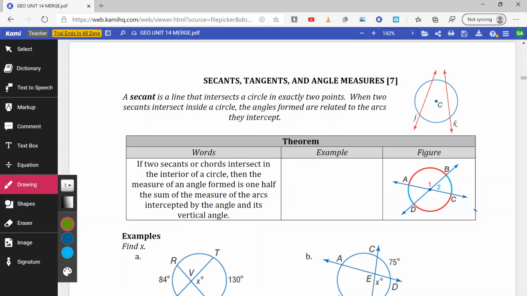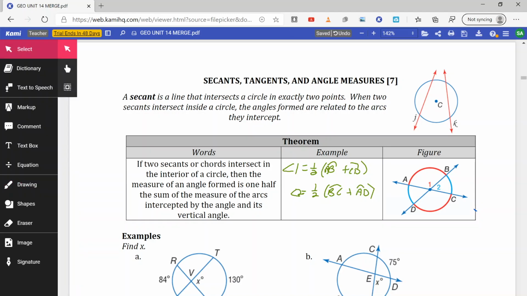Notice in red on the figure to the side, angle 1 is in red, and then arcs AB and CD are in red, and then angle 2 is light blue, so arcs BC and AD are light blue as well. To find the measure of angle 1, it's going to be half of arc AB plus arc CD. And then angle 2 is going to be half of arc BC plus arc AD. So we can use this to our advantage in order to figure out the angles.